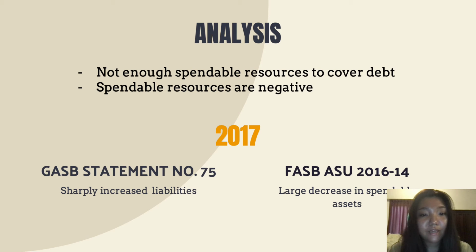And then the FASB ASU 2016-14 is regarding nonprofit accounting, and because of this change, essentially there was a very large decrease in spendable assets because there used to be 3 classifications, and they basically shortened it to 2, which made spendable assets decrease for almost all institutions across the nation.